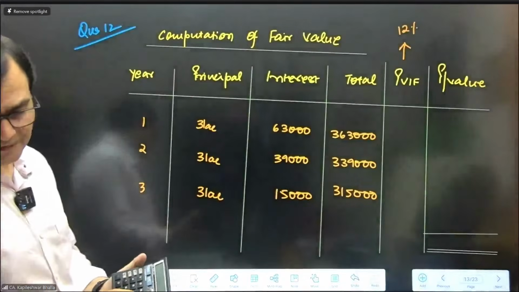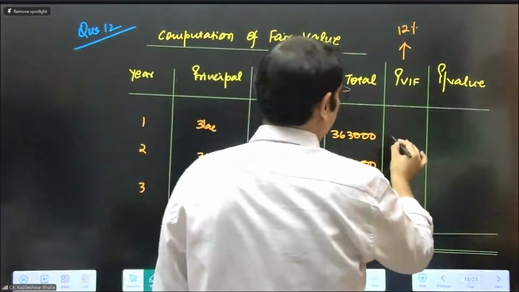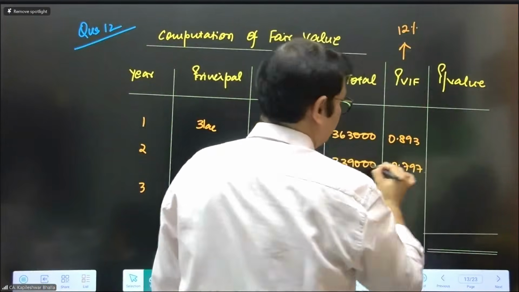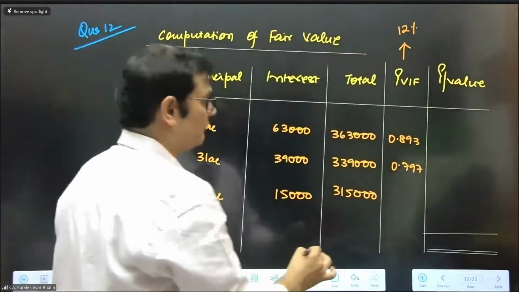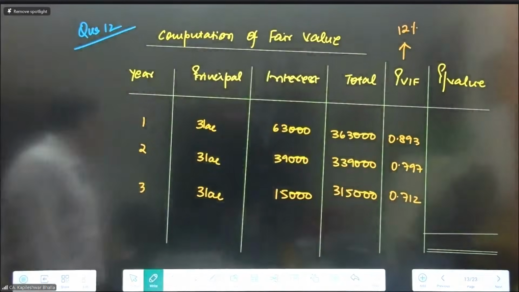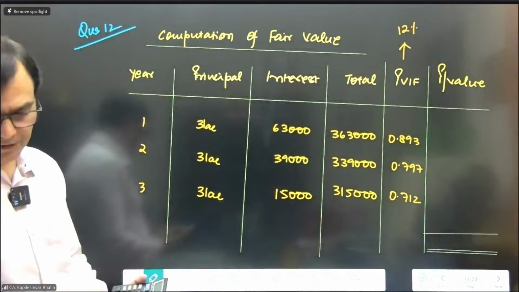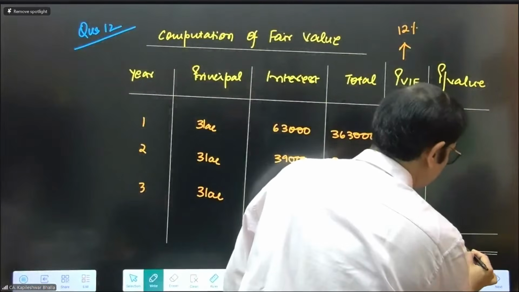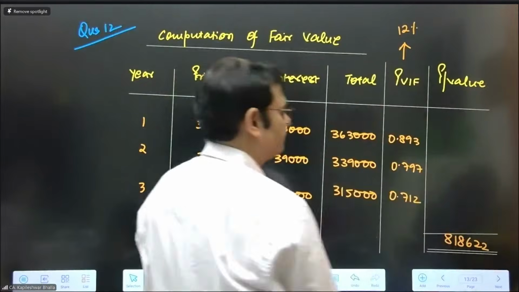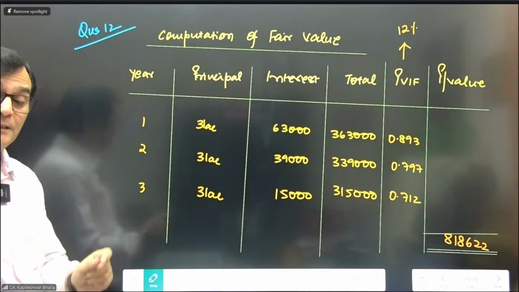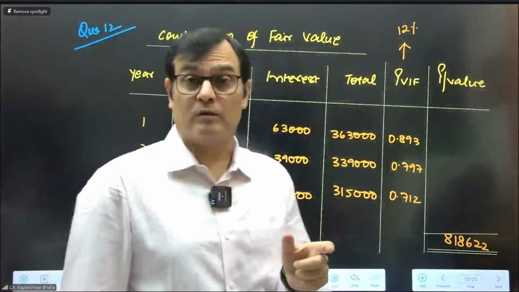So if I take the factors at 12%, it's 893, 797, and I think it's 712. So I'll give you the multiplied product already. So let's take the sum total. This is 818. This is 818,622.